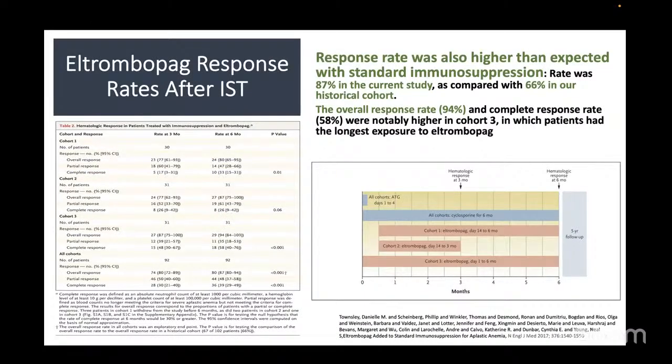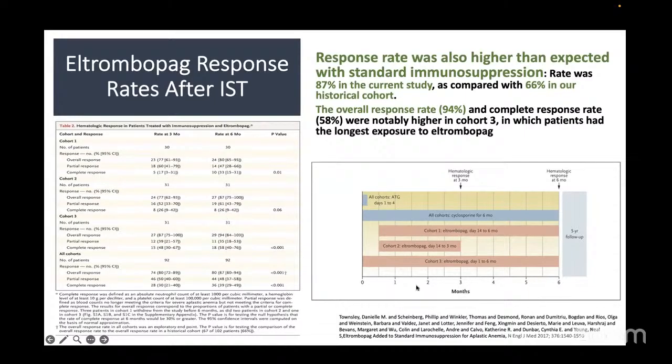Response rate was also higher than expected with standard immunosuppression. So 87% from 66%, which is a very good response rate. And a 94% complete response rate was notably noticed in cohort 3, in which patients had the longest exposure to Eltrombopag.